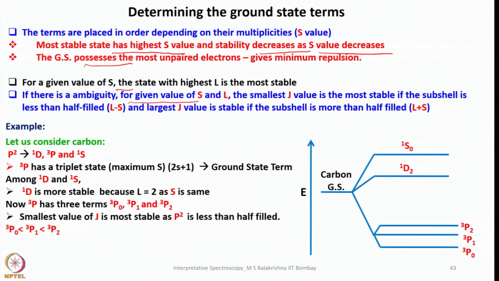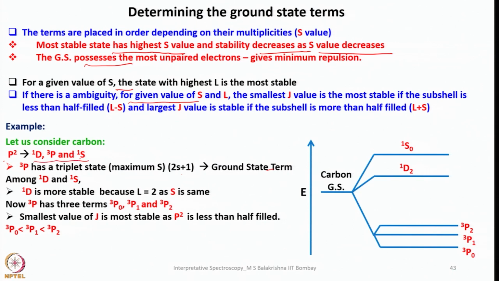For example, let us consider carbon here. We have p2, the ground state term, and then we have 1D, 3P and 1S. If you consider, 3P is a triplet state with the maximum 2S plus 1 value and is the ground state term among them. Between 1D and 1S, 1D is the most stable because L equals 2, as S is the same. So between them, you have to consider the highest L value, which is for D.